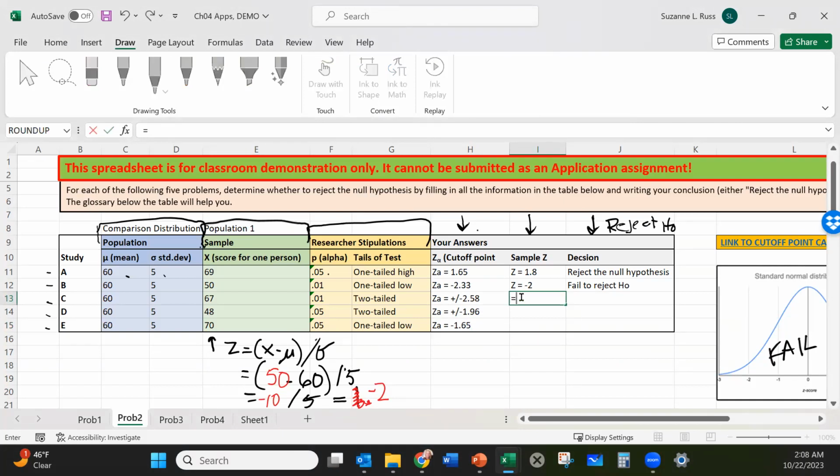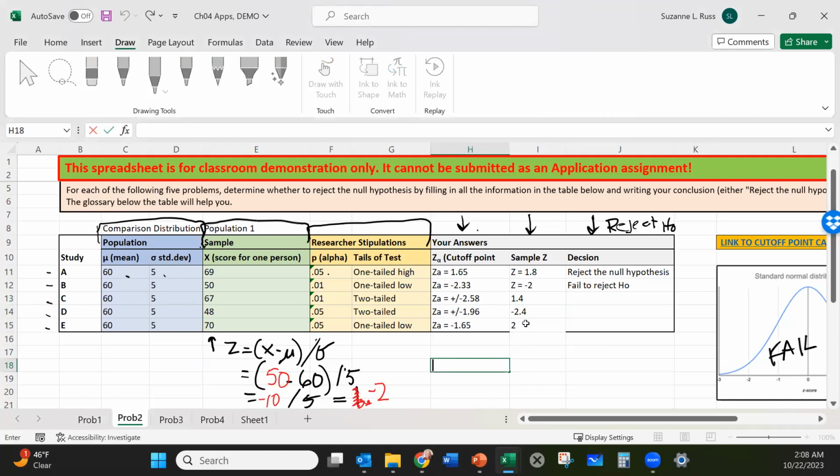Let's start with the equal sign. And let's go ahead and put that parenthesis and get the X for study C minus mu for study C. And now we can just divide by standard deviation. And here we have 1.4, that's our sample z-score. Now, to make life even easier, we could Control C to copy that, and we could just paste it. I'll use Control V, but you could right-click and paste however you want to.